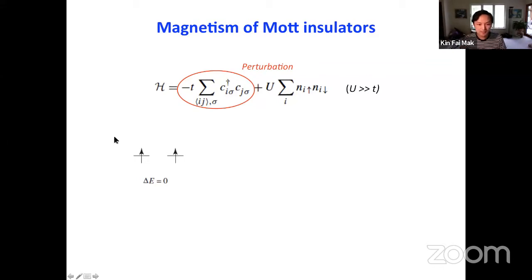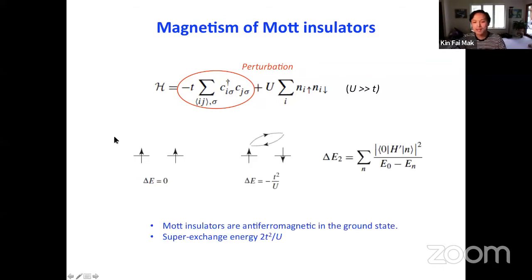But once you turn on the hopping term and you do a second order perturbation calculation, what you will find out is that the system can actually gain energy on the order of negative t squared over U per particle by doing a virtual hopping, say from site i to site j, the next site, and then come back. And this is the energy gain.